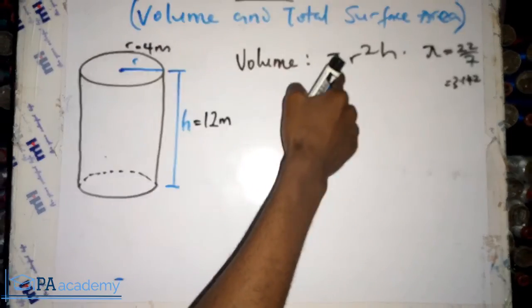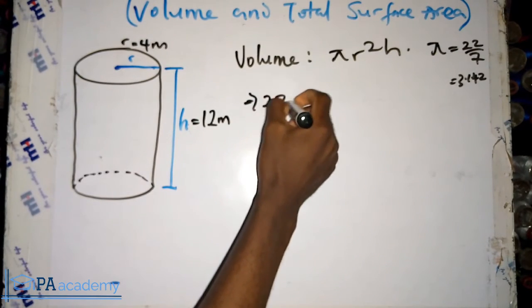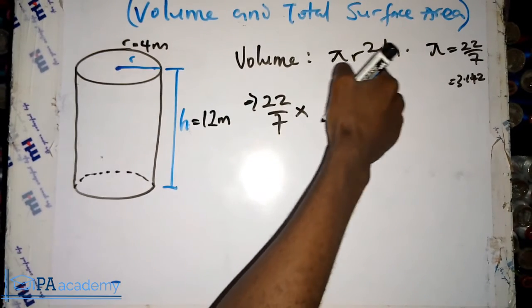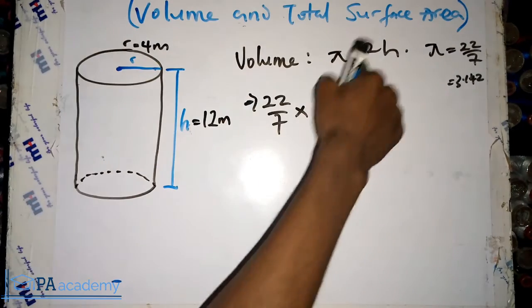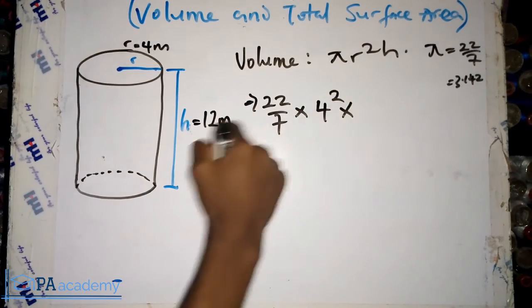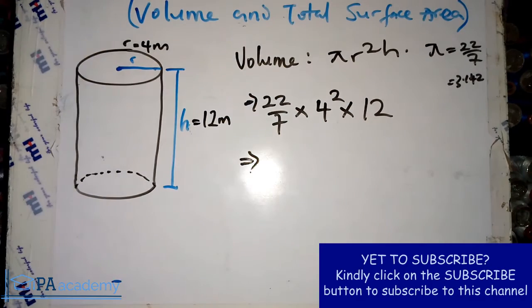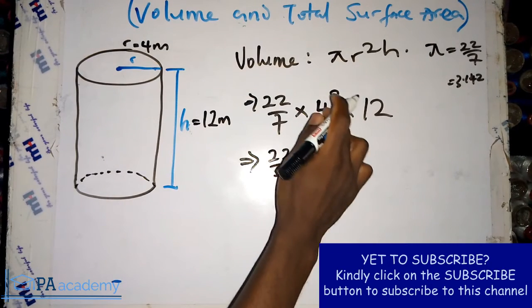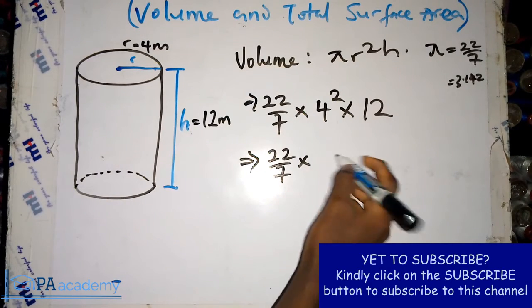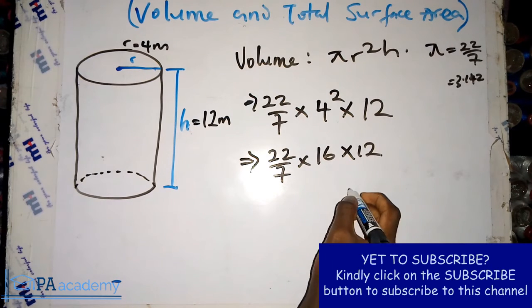So we have the pi r square h. That will be 22/7 times, now the radius of this cylinder is what? Is 4 meter. That's 4 squared. Then the height is 12. So from here, that will be 22/7 times 4 squared, and that's 4 times 4, that's 16. Then times 12.